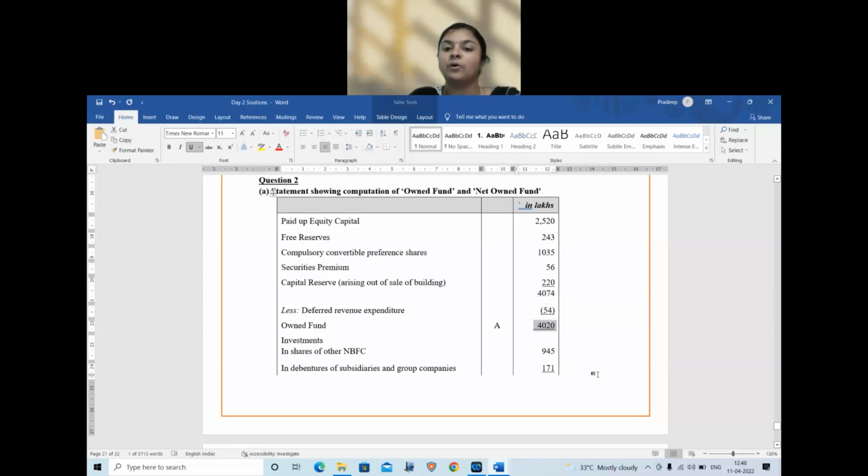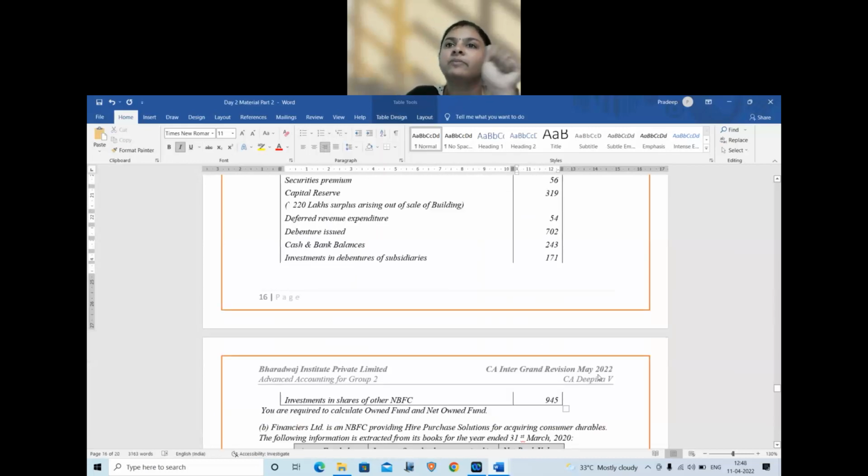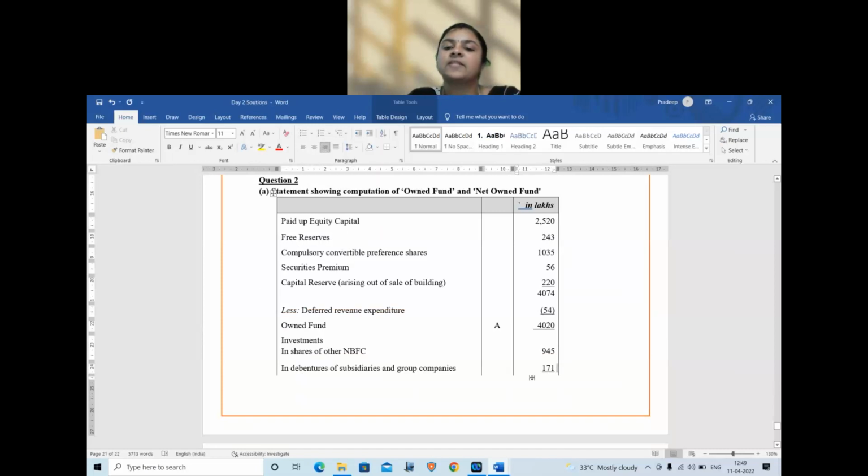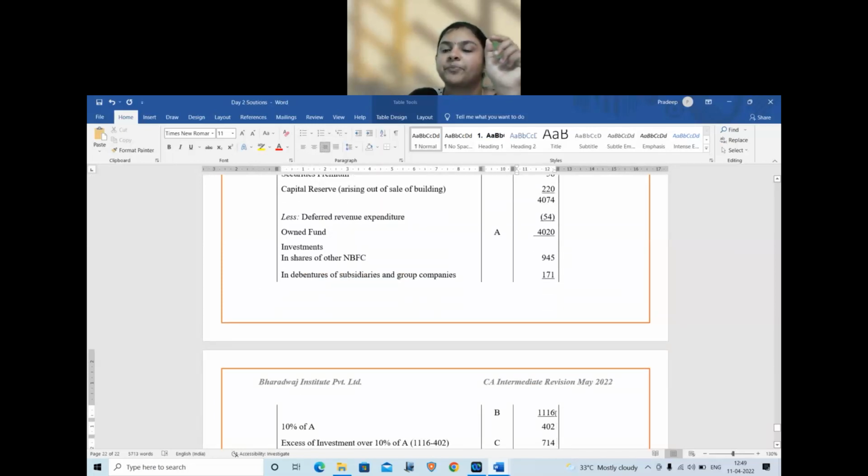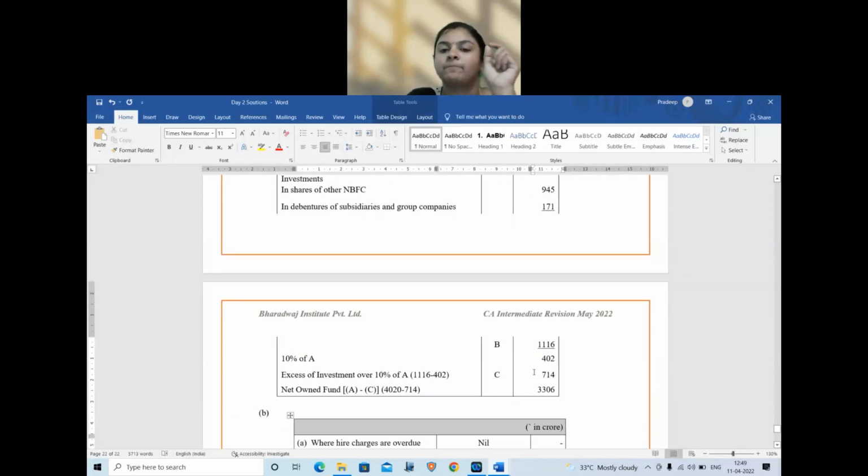Okay. Now, listen carefully. Debenture issued, we are not worried about total debentures. Cash and bank balance is irrelevant. We need investment in debentures of subsidiaries and investment in shares of other NBFCs. So 171 plus 945, which gives us 1116. Now, what is 10 percentage of owned fund? 402 is 10 percentage of owned fund. So what is the excess? 1116 minus 402, which gives us 714. Therefore, net owned funds is 4020 minus this excess portion alone, which is 714.